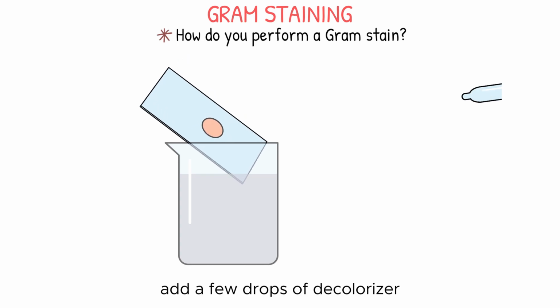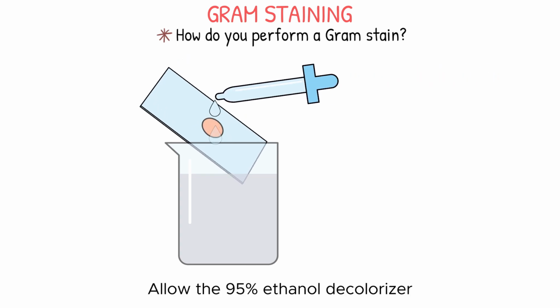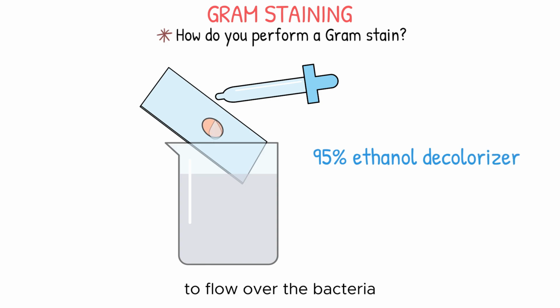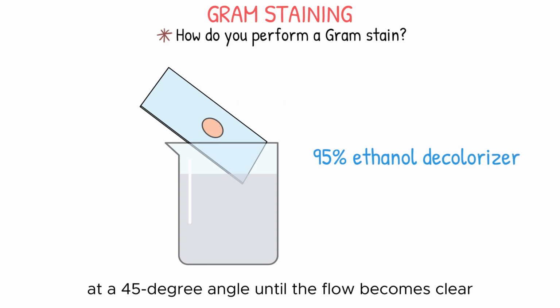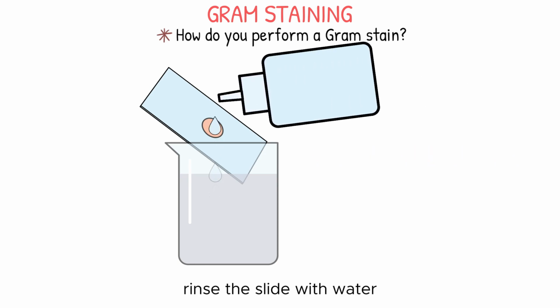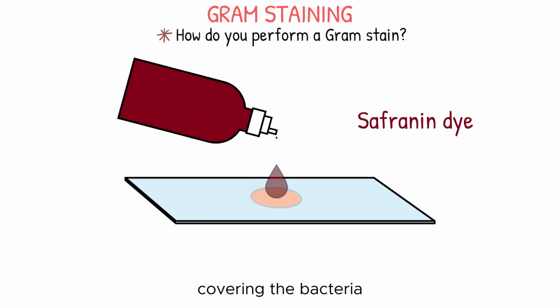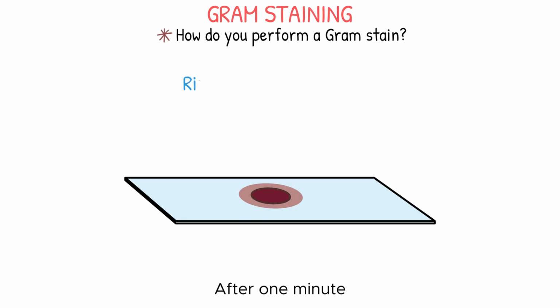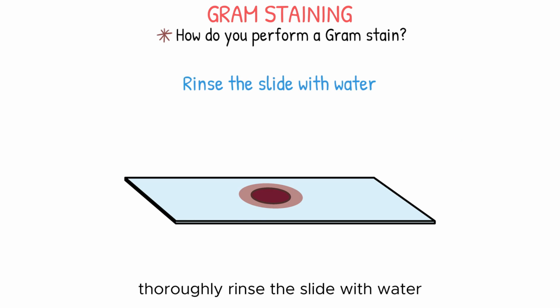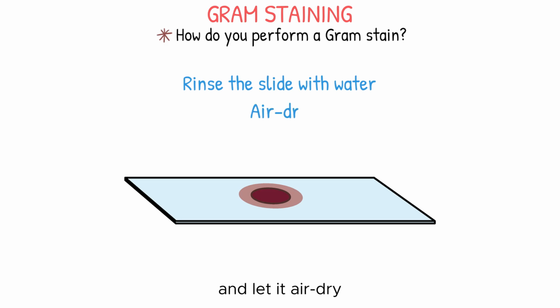Now, add a few drops of decolorizer. Allow the 95% ethanol decolorizer to flow over the bacteria at a 45 degrees angle until the flow becomes clear. Then, rinse the slide with water. Add safranin dye as a counterstain, covering the bacteria, and let it sit for 1 minute. After 1 minute, thoroughly rinse the slide with water. Be careful not to overwash the slide and let it air dry.